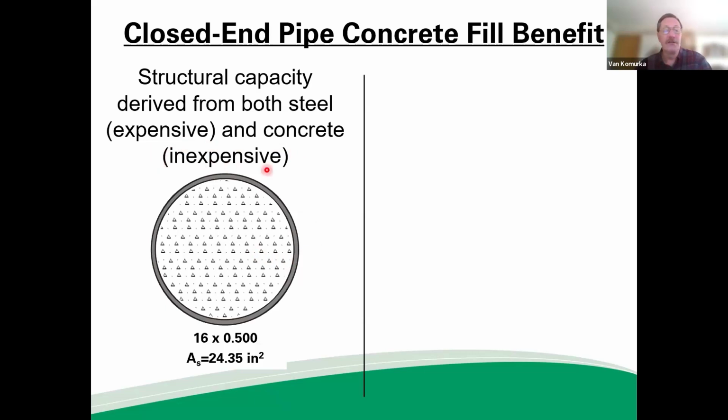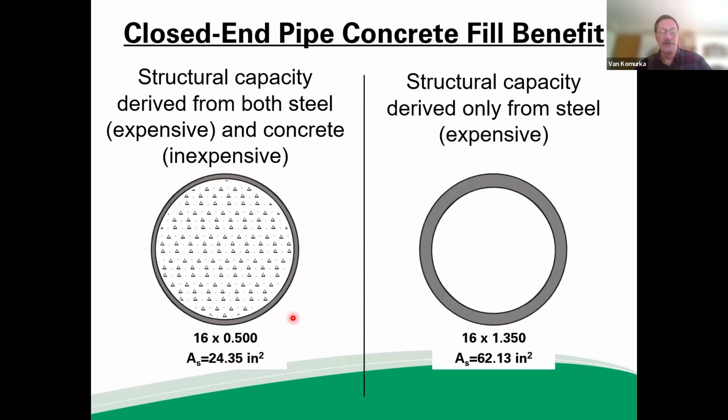And I'm told too that in some parts of the country, concrete is not considered inexpensive. Again, my practice is limited to the upper Midwest, and it is. So I'm presenting it this way. If you have a 16-inch by half-inch steel pile that's backfilled with concrete, it has a steel area of 24.3 square inches. If you were to derive that same structural capacity from steel alone, which is more expensive than this section, you would need 2.5 times the steel area to get the same structural capacity as this concrete filled pile. So that's where the economy comes in: being able to fill it with concrete and increase its structural capacity.